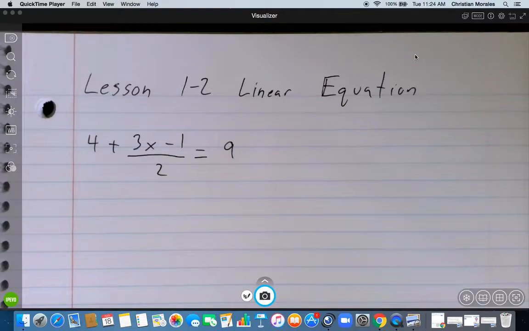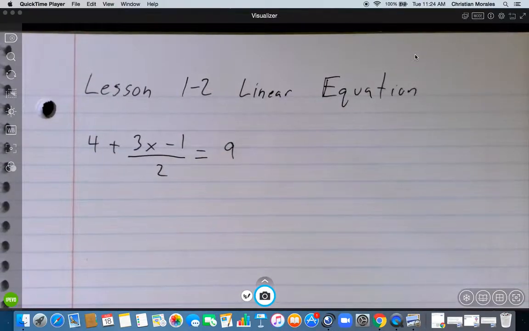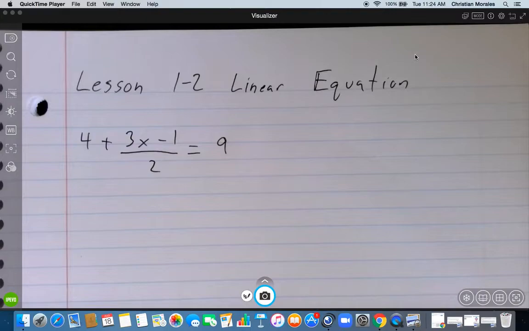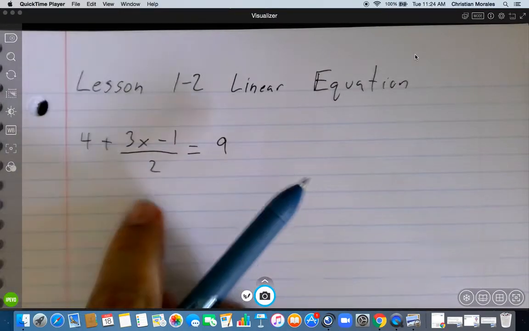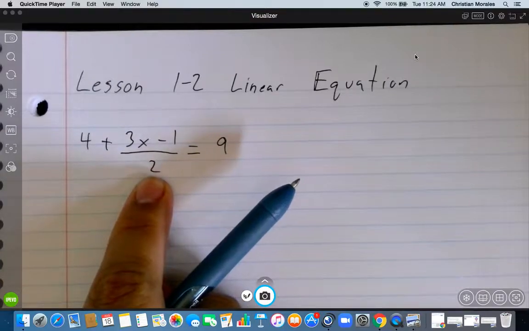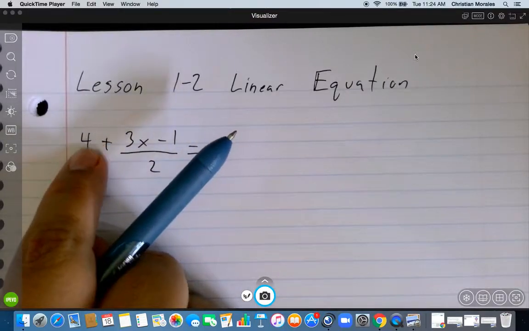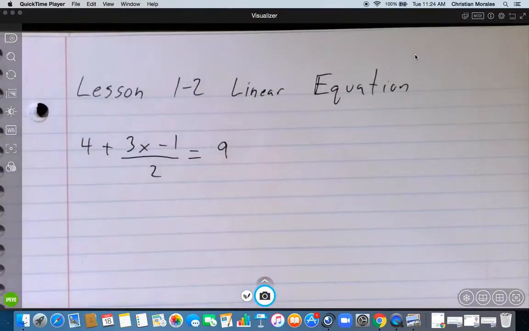Okay, lesson 1-2, linear equations. We're going to be solving linear equations, but we're also going to be writing linear equations from word problems. Let's start with this. Now, guys, we have a fraction and we have a number not in a fraction. So which one do we cancel out first to solve for x?